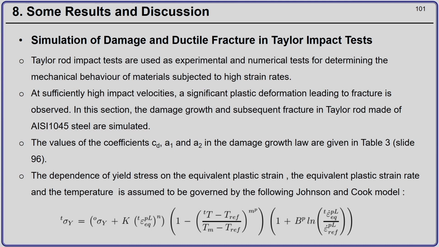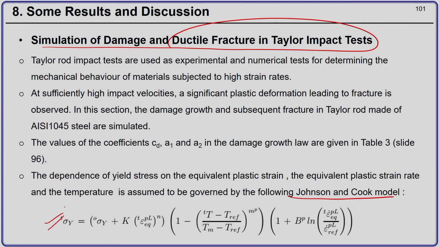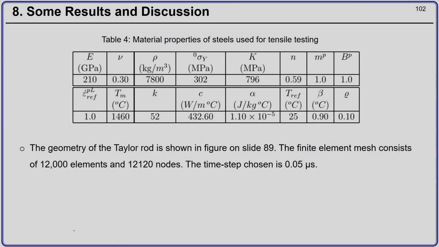Now, we simulate the damage and ductile fracture in the Taylor rod impact test. Okay. So, we take the geometry as we discussed in the validation, but now we take a material which is 1045, and for that we use the following Johnson-Cook formula, for which the material properties are given here, and they are obtained using tensile testing.